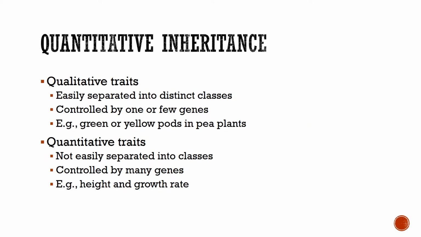So let's look at the difference between qualitative and quantitative traits. Qualitative, I'm going to separate into distinct classes, and it's only going to be looked at by one or two, maybe 3 genes. A good example of that would be those green or yellow pea pods that we've talked about, and we'll look a little bit more into this week in class. The quantitative, it's really hard to separate into different classes because of how many genes it takes to do that. A good example of that is the height and the growth rate of that plant.